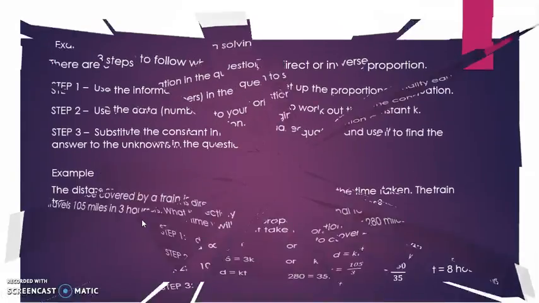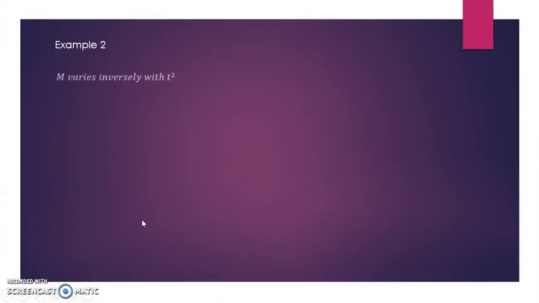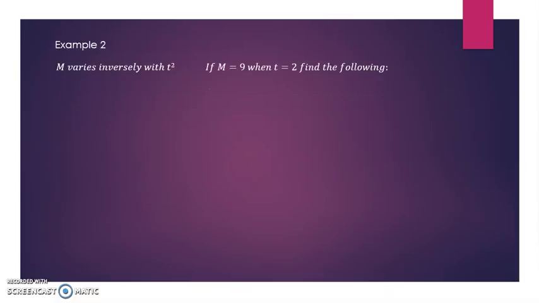Okay, and the final example, m varies inversely with t squared. So we know this question is about inverse proportion. The information we're given, m equals 9 when t equals 2. And we're going to find the following. A, m when t equals 3, and b, t when m equals 1.44.